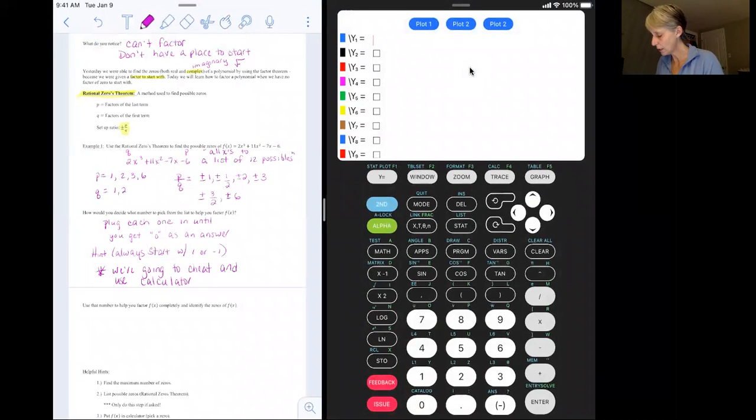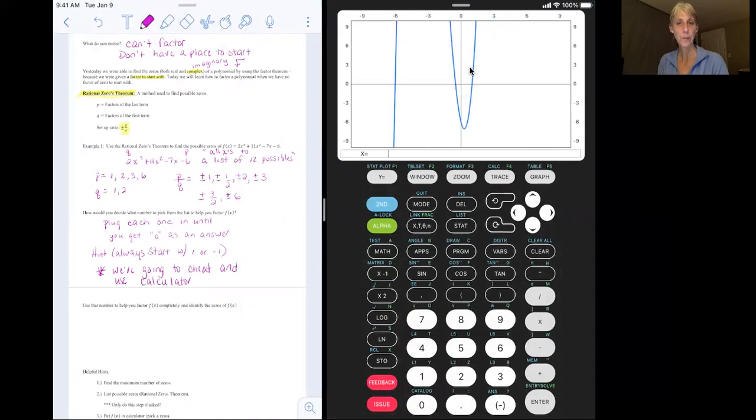So I go into y equals 2x cubed plus 11x squared minus 7x minus 6. 2x cubed plus 11x squared minus 7x minus 6. So I have my function in my calculator. Now here you could go one of two ways. I like to look at the graph, and I like to look at what's going on there.